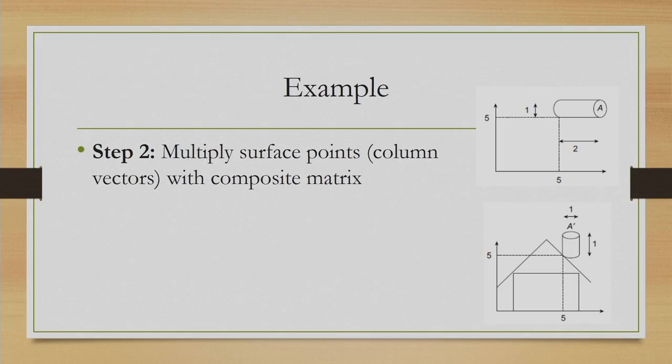And after getting the composite matrix, we will follow the same steps, that is, we will multiply the surface points, say this point suppose, or any other surface point with the composite matrix to get the transformed point, and that brings us to the end of this discussion.